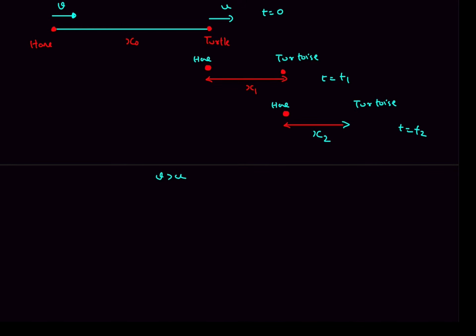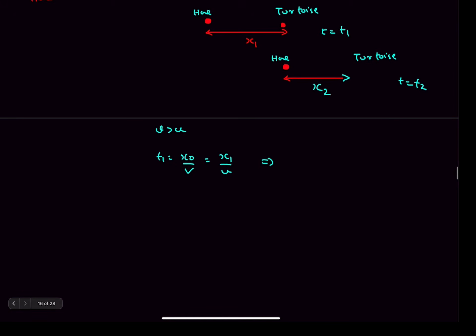So if you observe, in a time of t1, the hare covered a distance of x0. So I can say t1 is equal to x0 divided by v. And in the same time t1, the turtle covered a distance of x1. So this is also equal to x1 divided by u. So from here, we get x1 as u by v times x0.